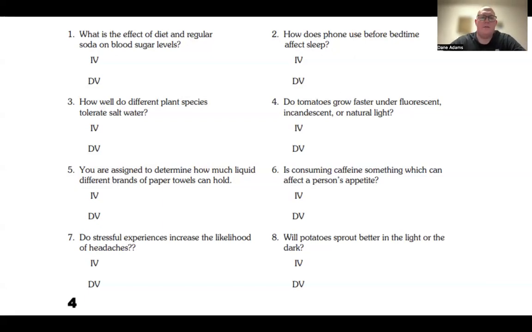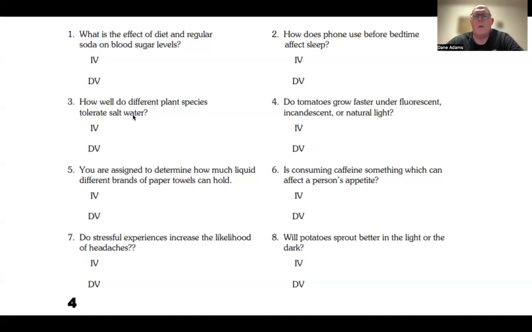Okay, you should have looked at these last 6. How well do different plant species tolerate salt water? I would say the independent variable is the different plant species. Actually, let me read that again really quickly, because sometimes they're a little ambiguous. Yes, I think the different plant species is the independent variable, and the tolerance would be the dependent variable. As far as what tolerance means, do they thrive? Do they grow? Is their growth stunted? Do they die? That would be my dependent variable.